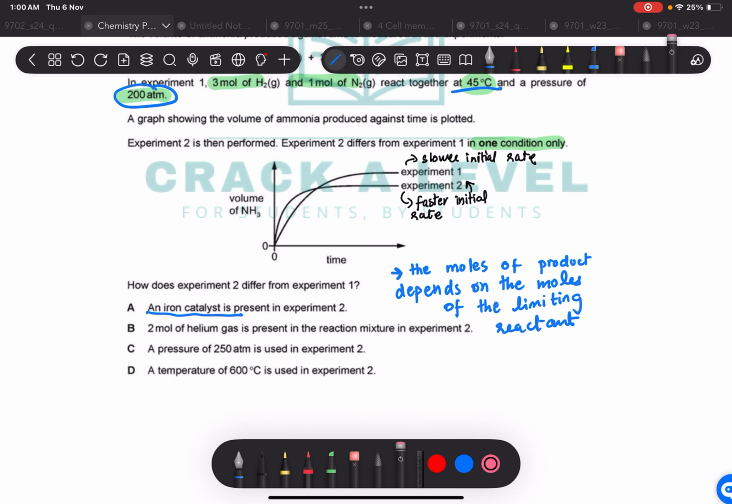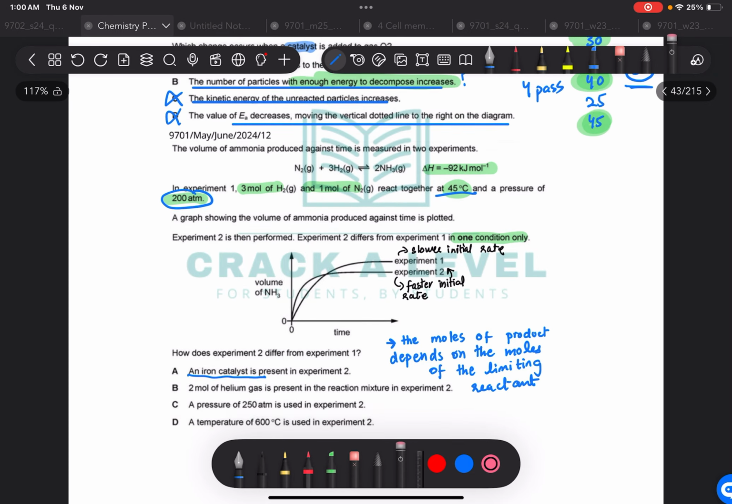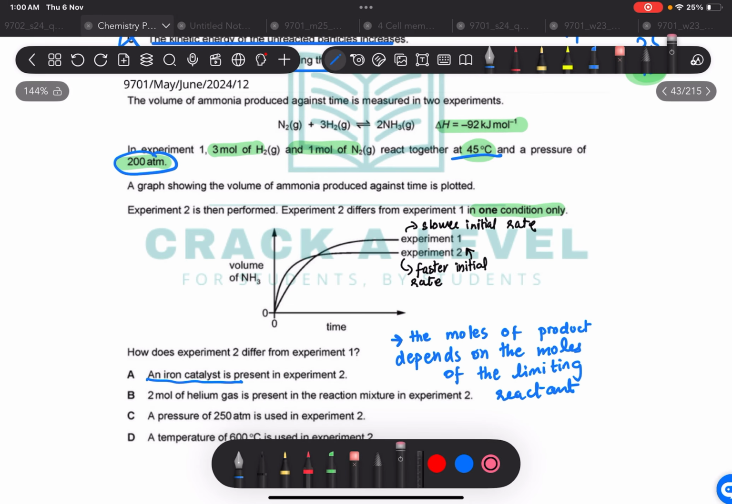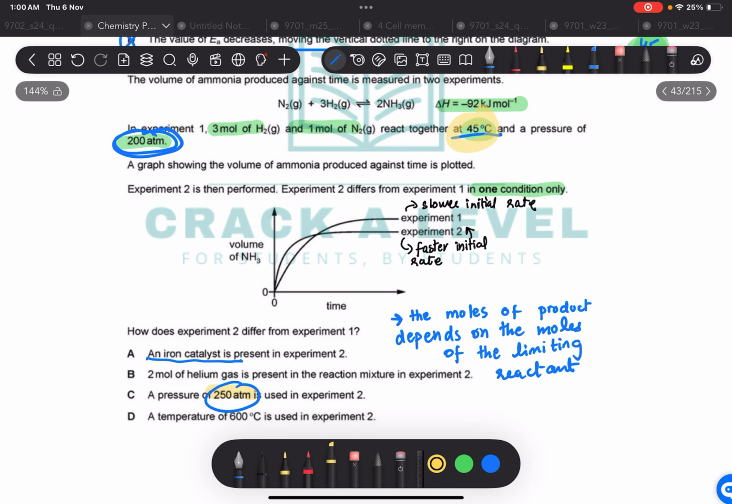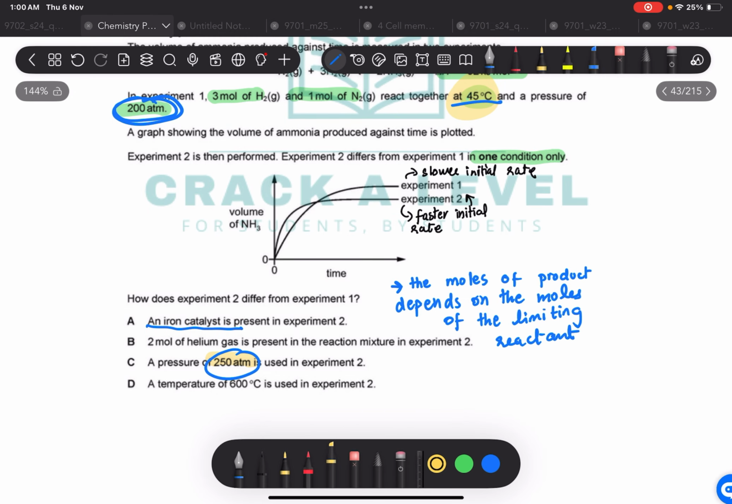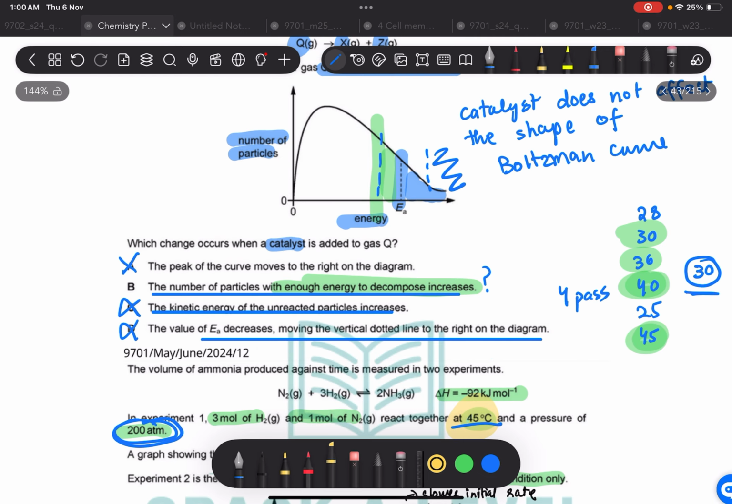Okay, so now volume of NH3. What do you think? What's going to be correct? There are two statements. Both would increase the rate. A pressure of 250 atm would definitely increase the rate. Initially you were doing it at 200, 250 would increase the rate, and initially you were doing it at 45, so 600 would also increase your rate. But you need to keep one thing in mind. You know what? I'll tell you what.